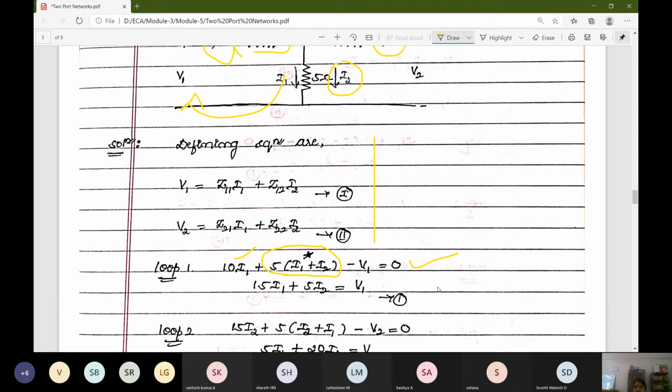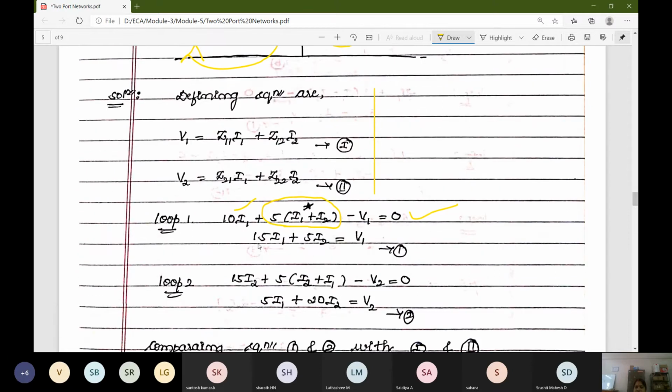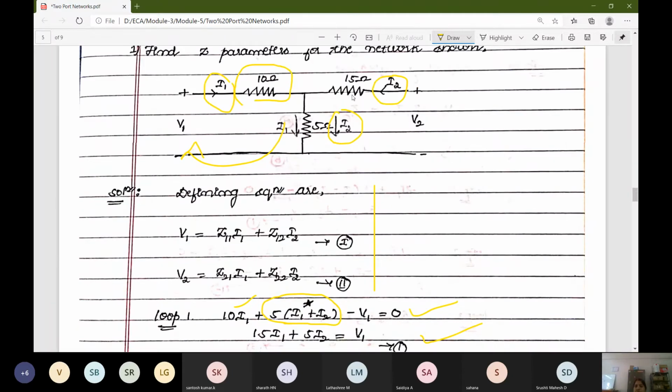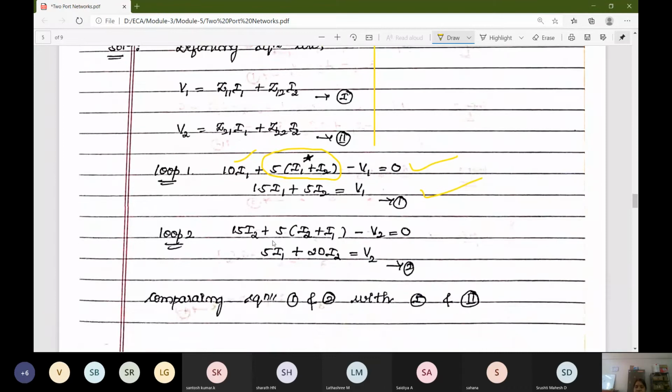So this is the first equation. Just to simplify, 10 plus 5, 15 I1 plus 5 I2 is equal to V1. Call it equation 1. Next we'll write for loop 2. The equation for loop 2 is 15 I2 plus 5 into I2 plus I1 minus V2 is equal to 0. Simplifying it, we get 5 I1 plus 20 I2 is equal to V2. So we got two loop equations, equation 1 and equation 2.